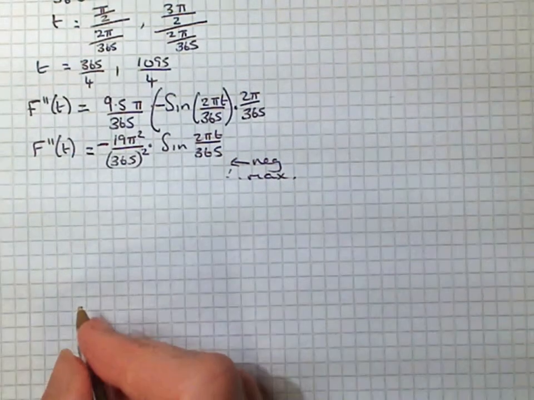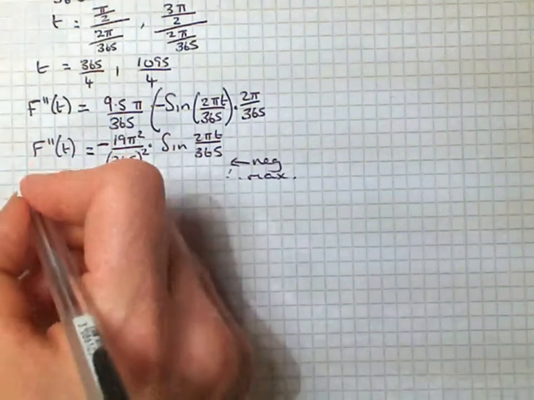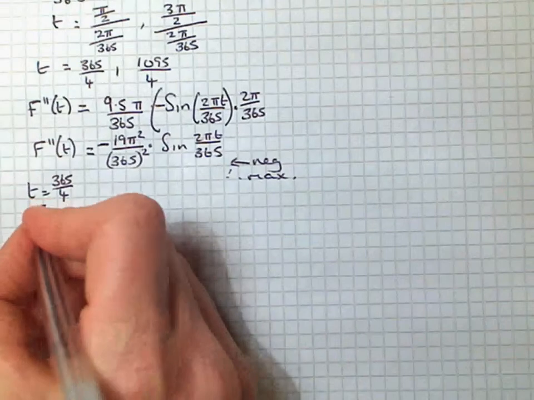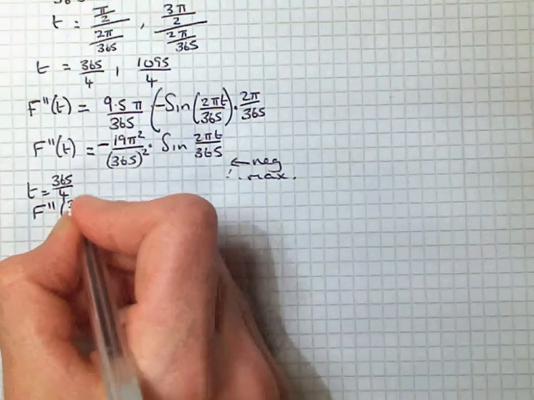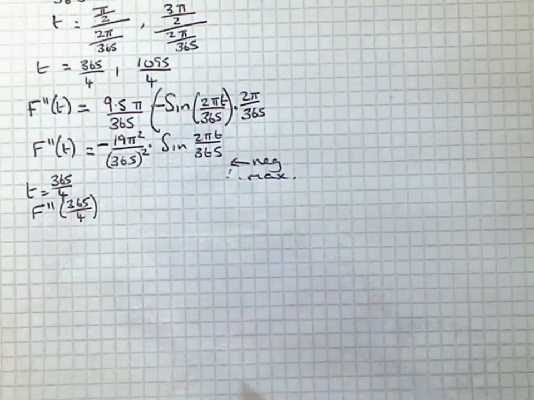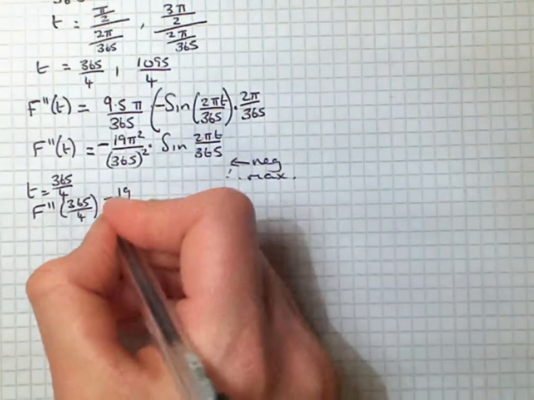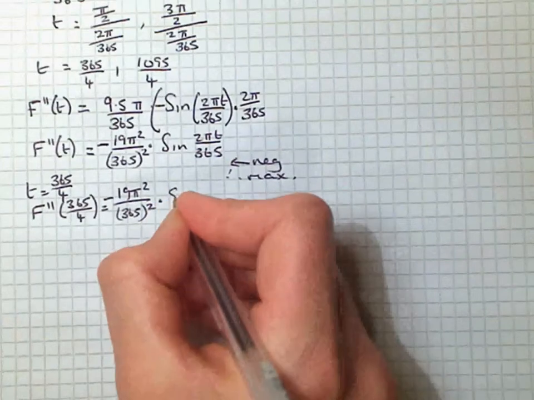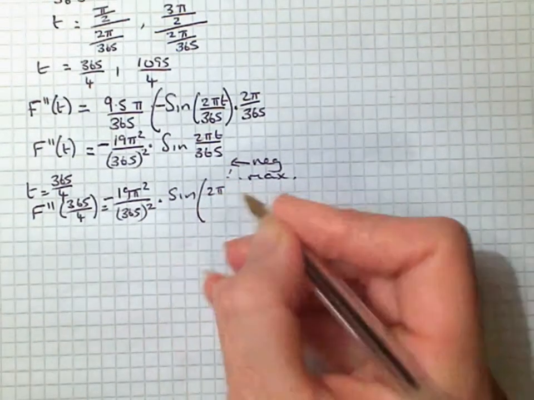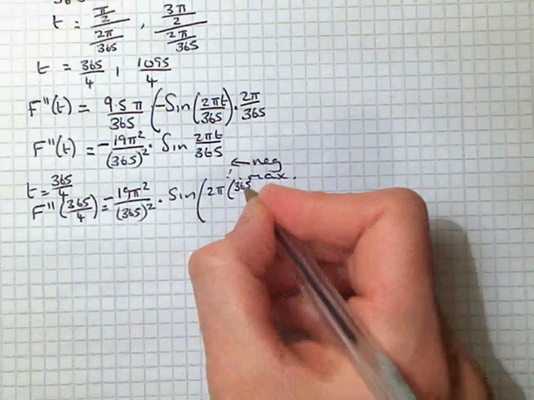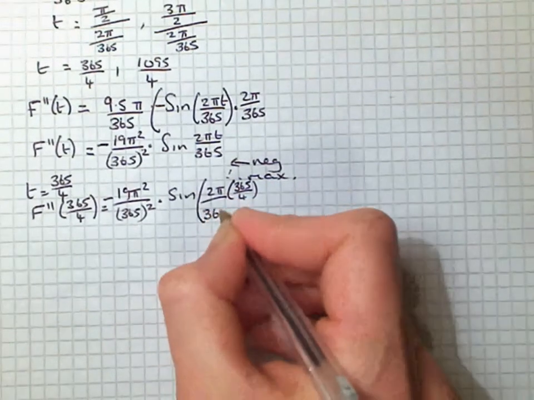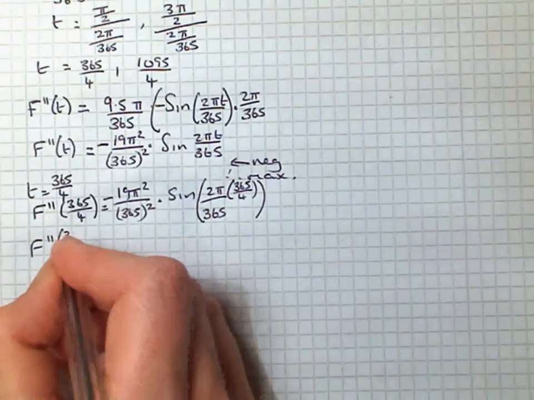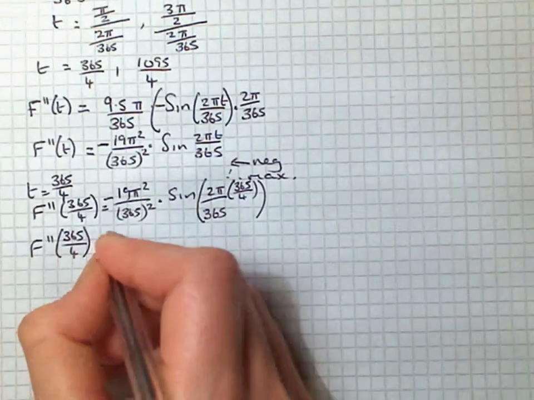Okay so far. So what I'm going to do is take the first value, t equals 365 over 4, and put that in just to prove that it's a maximum at that value. And so it's going to be minus 19π² over 365 all squared, times the sine of 2π, and t is 365 over 4, all divided by 365. Okay, so f''(365/4).